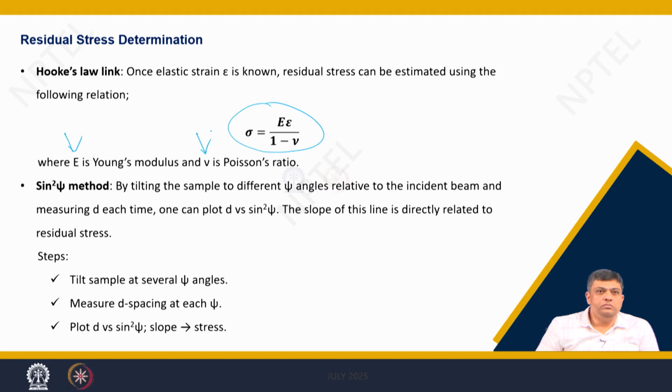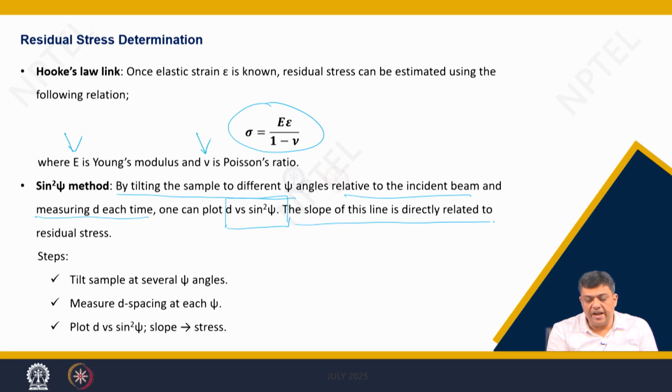By this you can get information about residual stress, or you can use the sin square psi method. So, now you start tilting the sample at different angles relative to the incident beam and measure the d each time, and now you can plot d versus sin square psi, and the slope is directly related to the residual stress. So, you can easily get the values of residual stress.